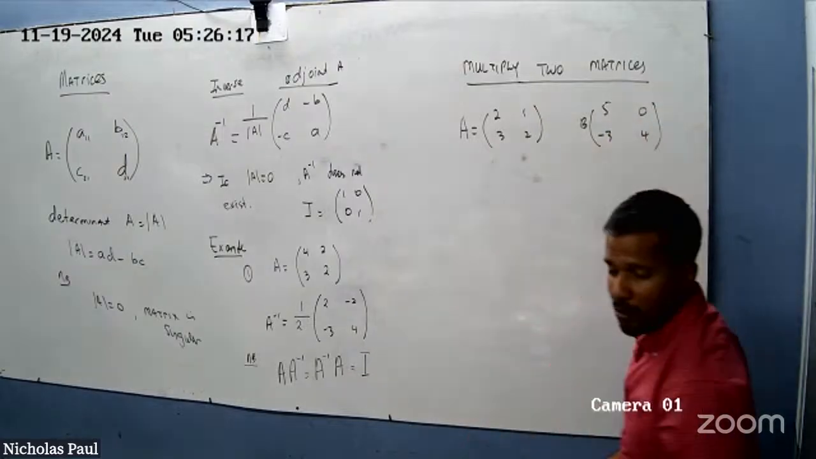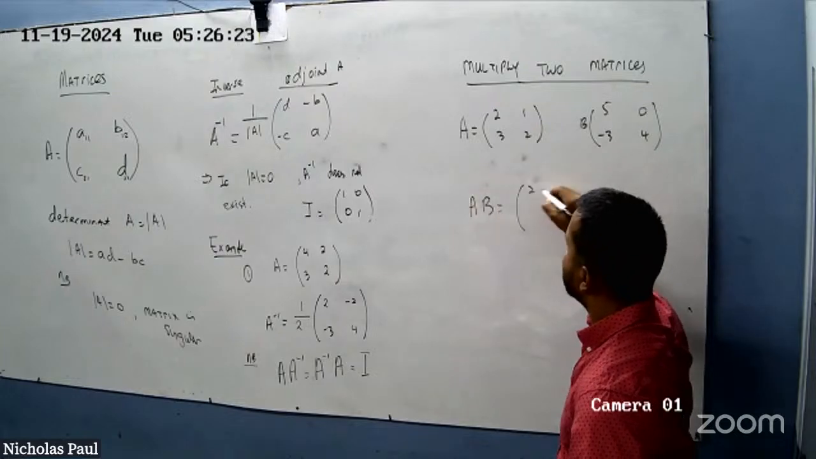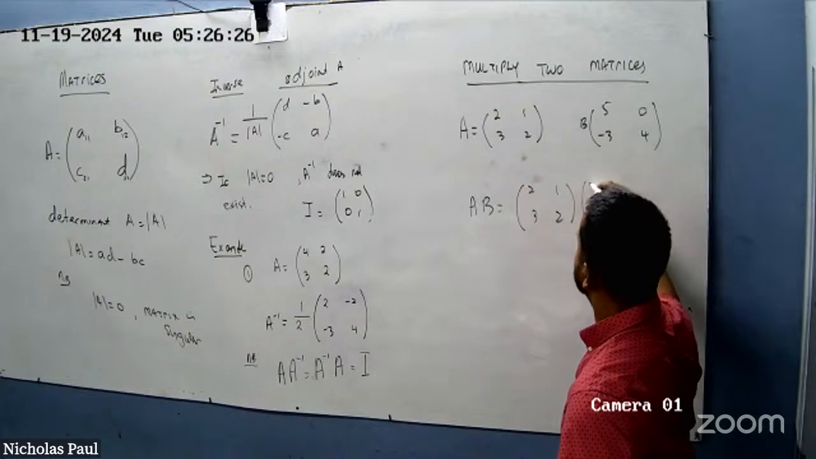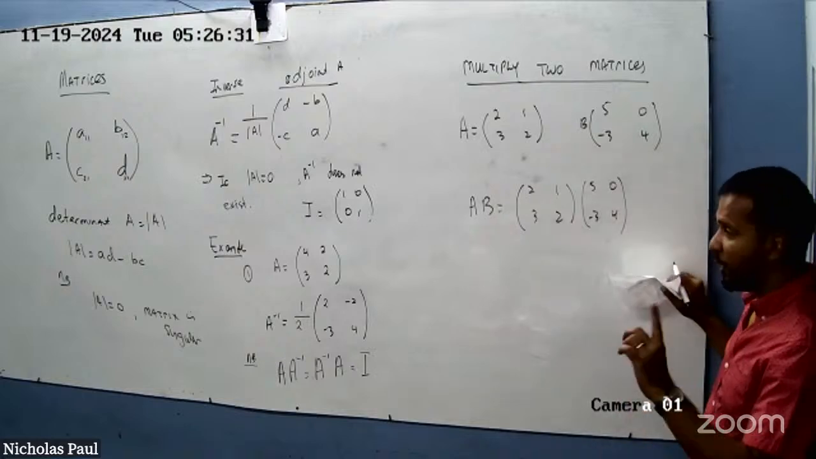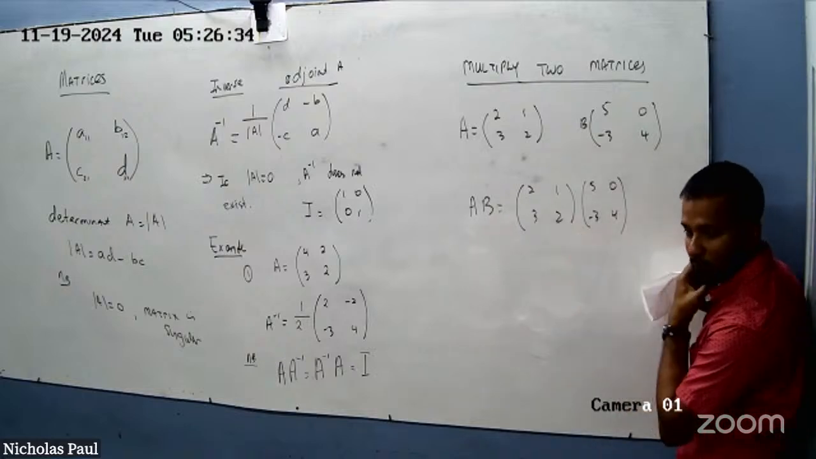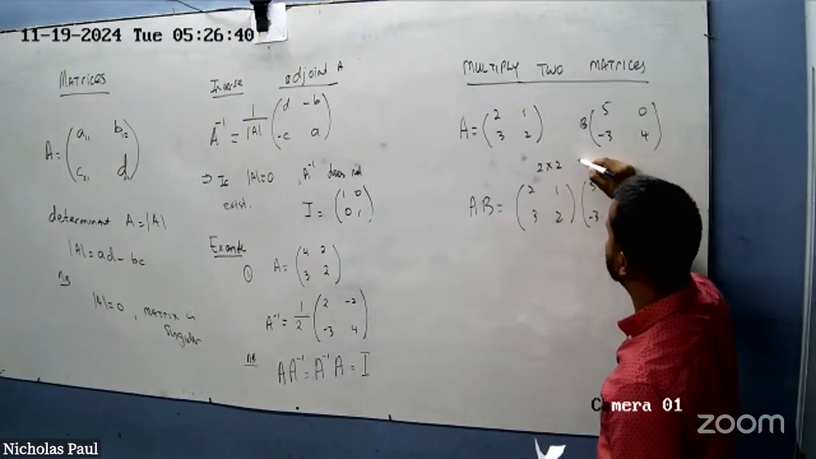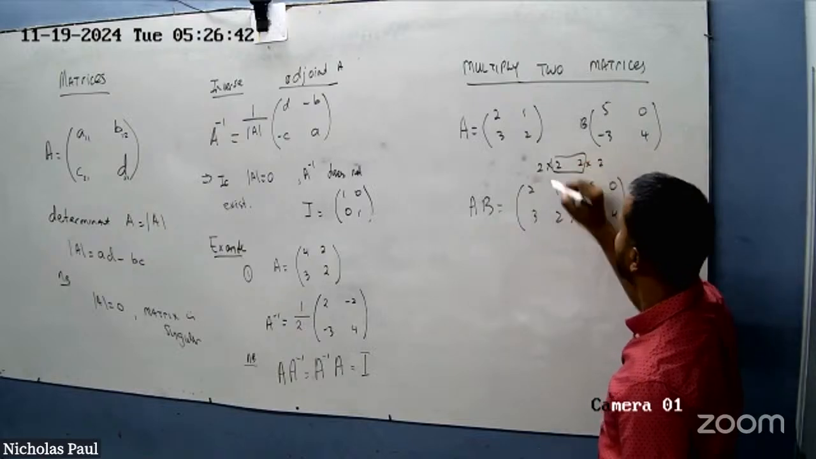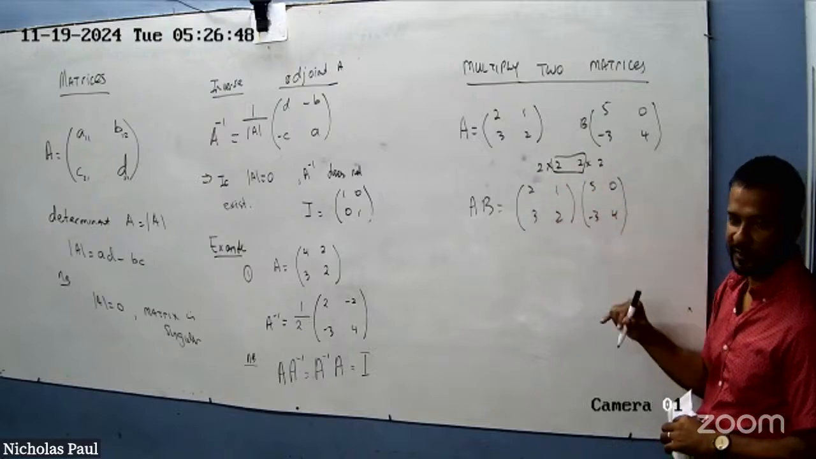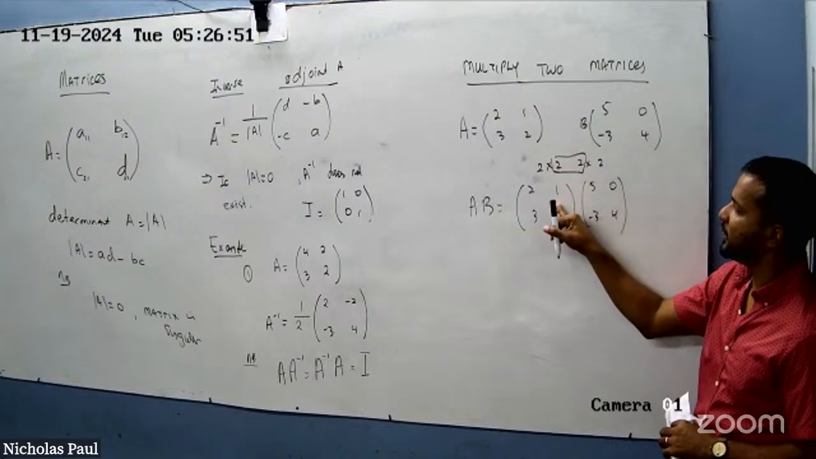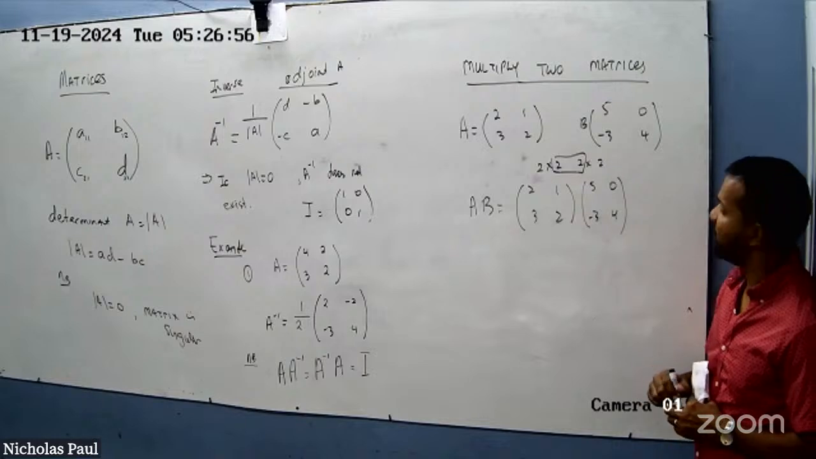How do we multiply? For those who forgot, the first thing you do is check and make sure it's conformable. Check that the number of columns in the first matrix is equal to the number of rows in the second matrix. If it's not equal, it can't multiply.